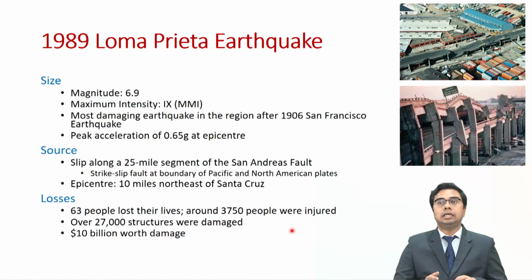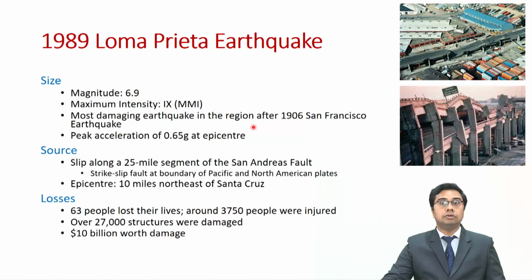Then we have the 1989 Loma Prieta earthquake. Remember we mentioned it during the 1906 San Francisco earthquake. Both happened due to the same fault, the San Andreas fault. This is a strike slip fault at the boundary of the Pacific and North American plates. In this case the magnitude was a little lower at 6.9. The maximum intensity was perceived to be 9, which is lower than the San Francisco earthquake, but it was still the most damaging earthquake in the region after the 1906 San Francisco earthquake.